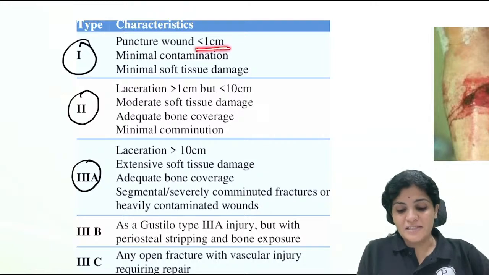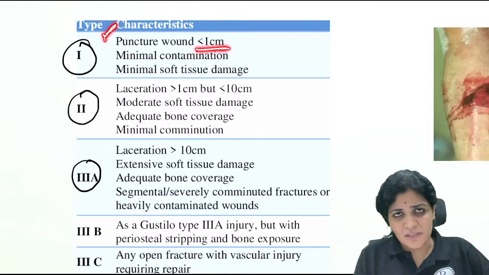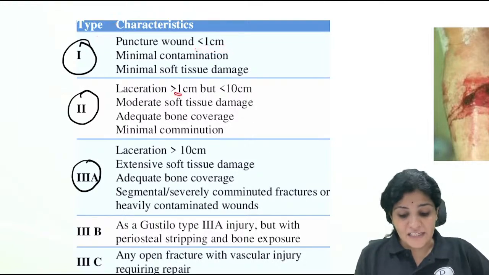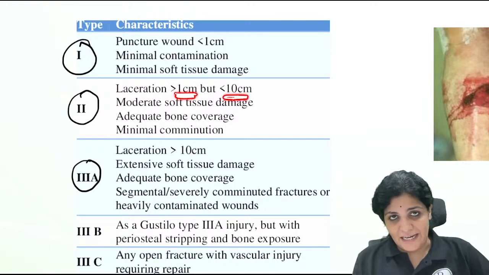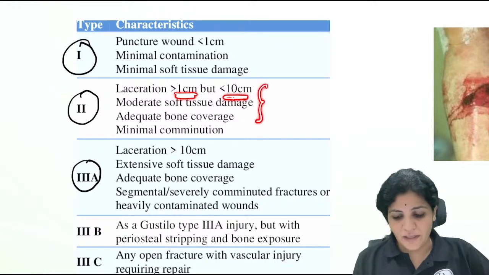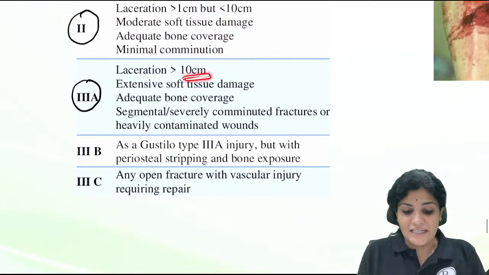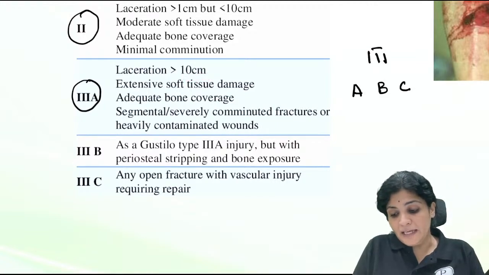If the wound is less than 1 centimeter, it is straight away grade 1, with minimal contamination and minimal soft tissue damage. If the laceration is 1 to 10 centimeters, so more than 1 and less than 10, that is grade 2. Here also the bone coverage will be better because it is less than 10 centimeters. But when it is more than 10 centimeters, it is again divided into A, B and C. So there is 3A, 3B and 3C.